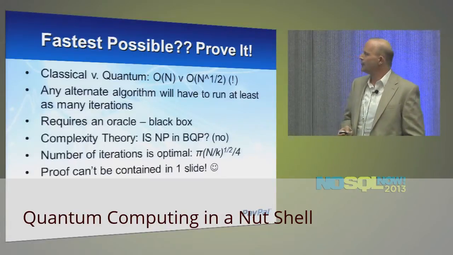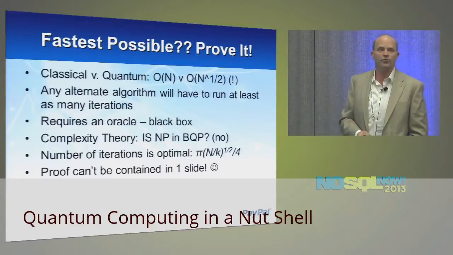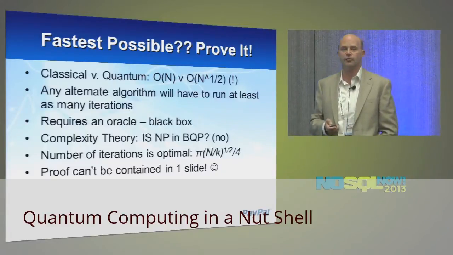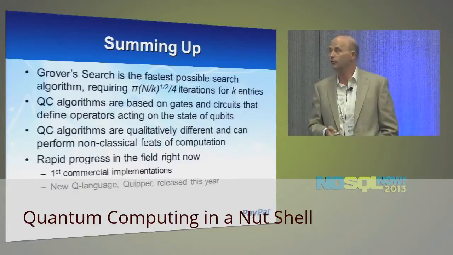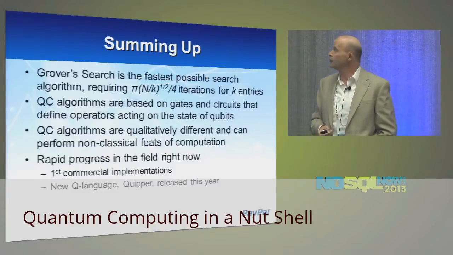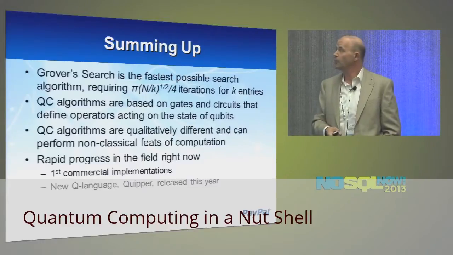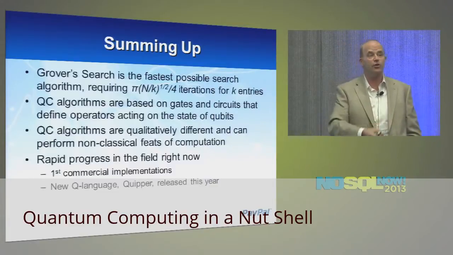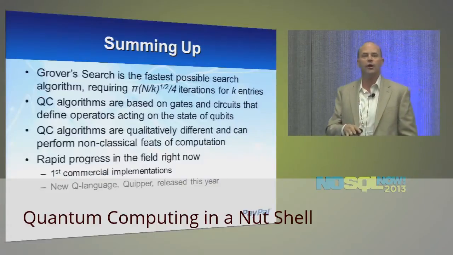The number of iterations is optimal based on a constant around the square root of the number of entries. If for k entries, I'm going to have to do this many iterations over the data set to prove it. Once again, the slide is too small, as Fermat said, to contain this proof. Just summing it up, Grover's search is the fastest possible search algorithm, runs in this number of iterations for k entries. Quantum computing algorithms are based on gates and circuits defining operators that change the state of qubits. These algorithms are qualitatively different. This is not your grandfather's computing.